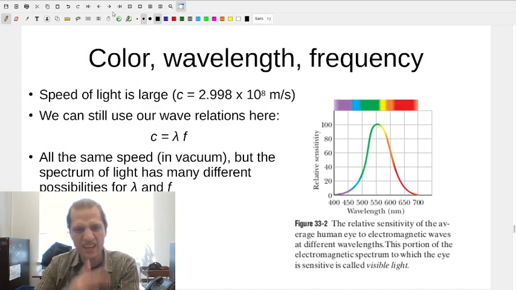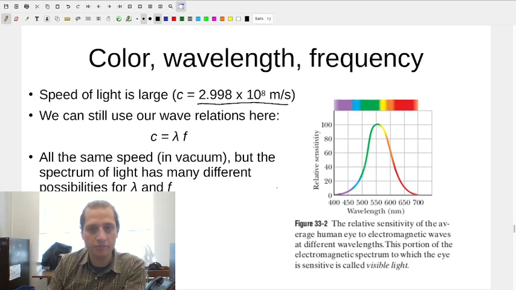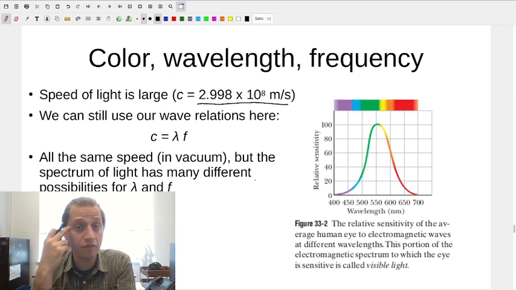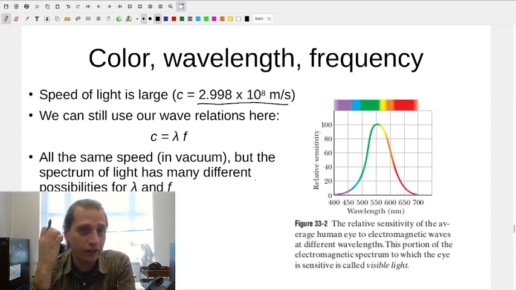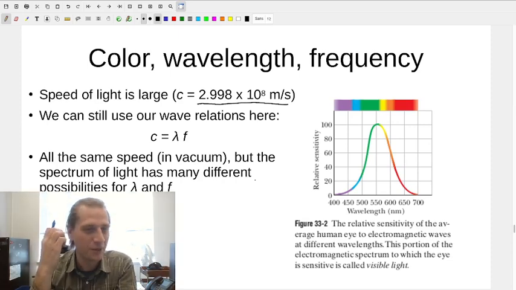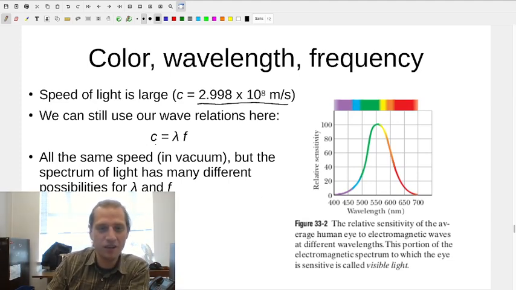Now, as I say, this speed of light is large, but it's not infinitely large. It's about 3 times 10 to the 8th meters per second. Now, all of the different wavelengths of light have the same speed out in the vacuum. That's not actually true in materials, and it's important that it's not, or else you wouldn't have things like prisms. But out in the vacuum, we can just say that all of the different wavelengths of light have the same c.